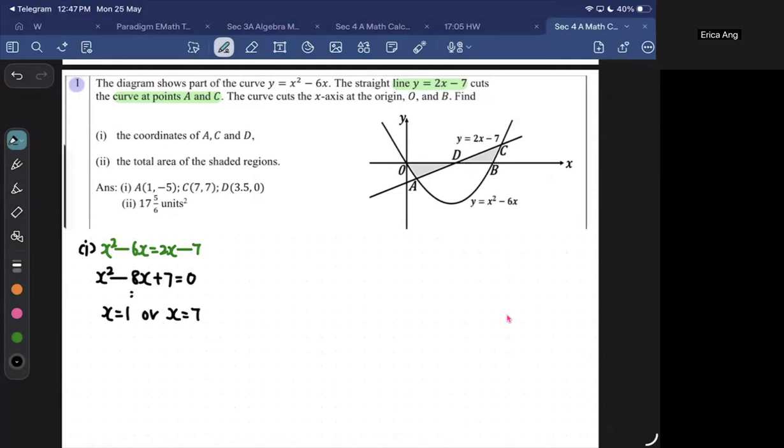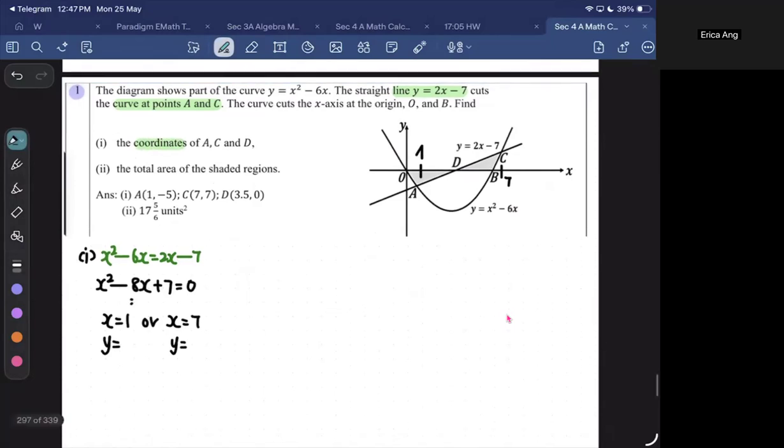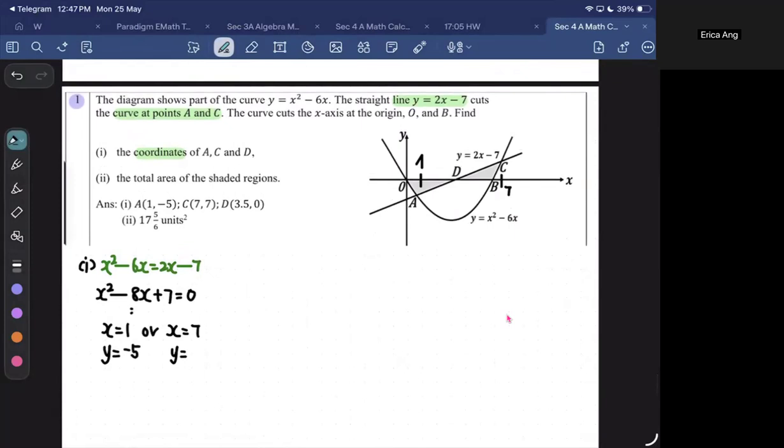So at least I know that this one here is 1. And then C is this tiny part here, so small in the diagram. This is 7. Then you need coordinates, so you need to sub back in. I sub into the equation of the line, which is easier. I just skip steps. So 2 times 1 minus 7 is minus 5. This side is minus 5. This one is 7. So we have our coordinates.